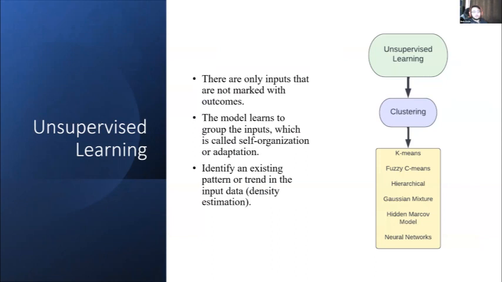Also, there is semi-supervised learning. Labeling each X with Y is sometimes not cost efficient. In these cases, we use algorithms that can work with a small amount of labeled and a large amount of unlabeled data. Unsupervised learning is used in clustering, K-means, fuzzy C-means, and neural networks, of course. These are the algorithms that this type of learning uses.